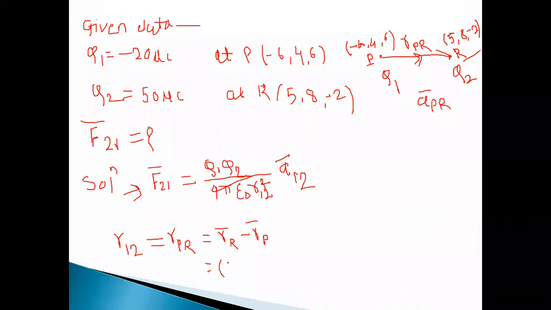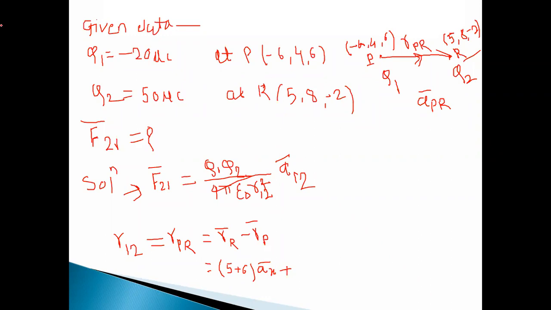What is the end point? X coordinate, 5. Okay. 5 minus minus 6. Minus 6. Okay. Means it is 5 plus 6, right? 5 plus 6 into unit vector a bar x plus.